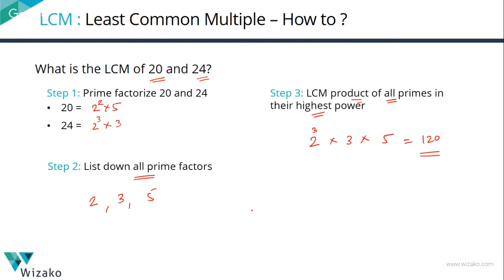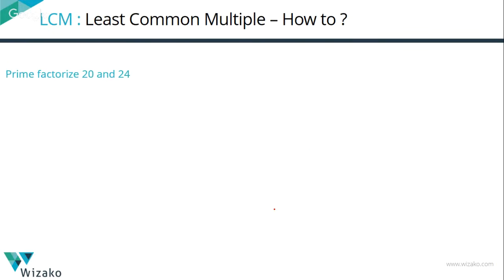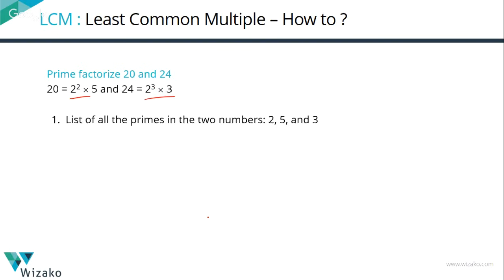Quickly sum it up in a printed form. How do you find out the LCM? 3-step process. First one, prime factorize it. 20 and 24, prime factorize as given above. The second step is basically we're going to list down all the primes. Third step gives us the LCM. How do we go about it?